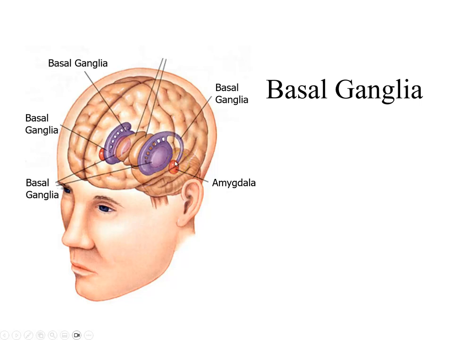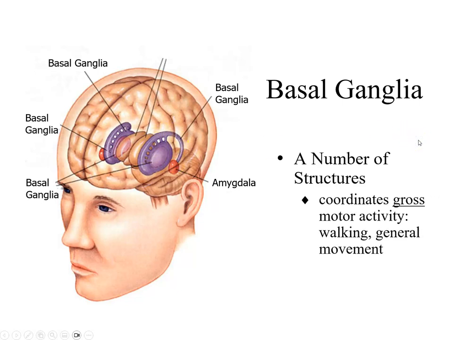And then the hippocampus, you cannot see in this image, but the hippocampus is going to be behind the basal ganglia. So you cannot see it, but that's where it would be in relation to the basal ganglia and the amygdala. All right, basal ganglia, it is a number of different structures. We're just going to refer to it as this seashell structure here, and it coordinates gross motor activity.